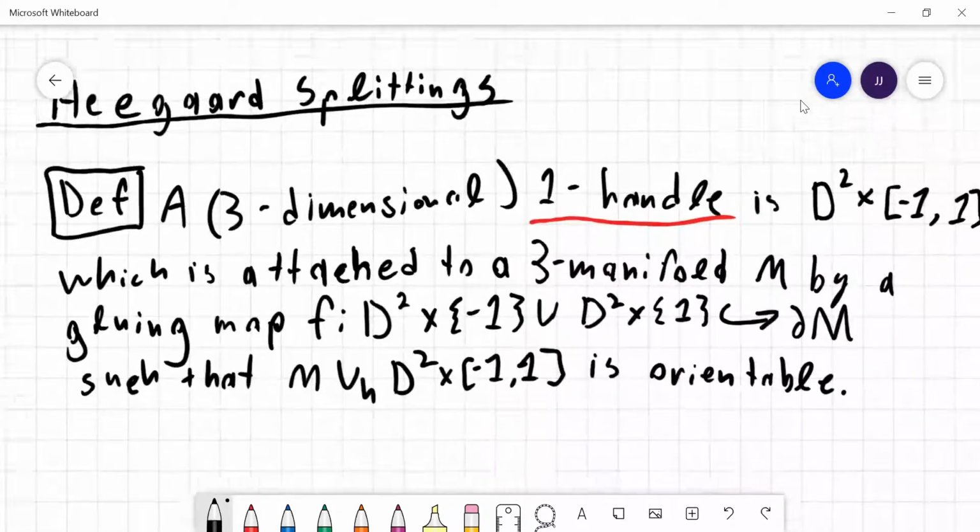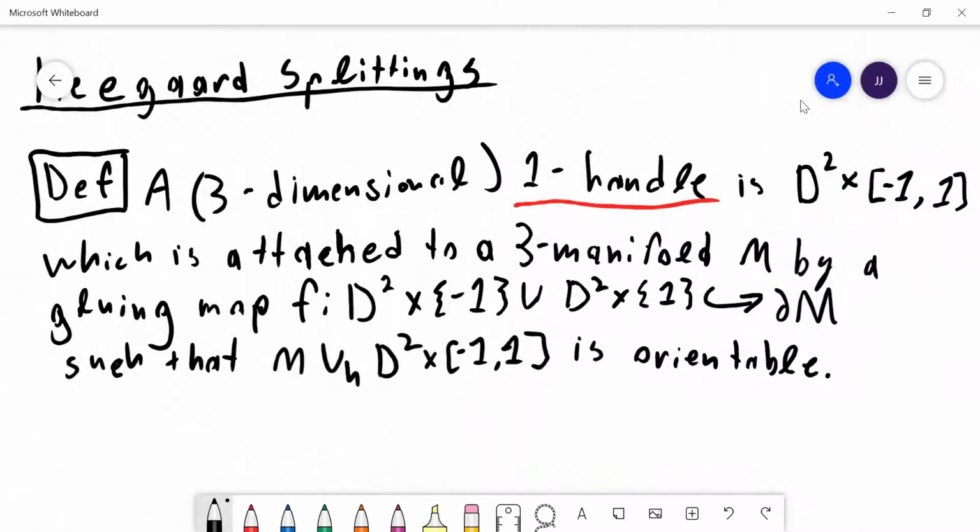I'm sure most of you know this already. So a one-handle is just a disk crossed with an interval, which we can attach to a three-manifold via an attachment map, which is defined right here, from the endpoints of the interval in the disk to the boundary of the manifold that we want to attach it to. All right. So here's an example.